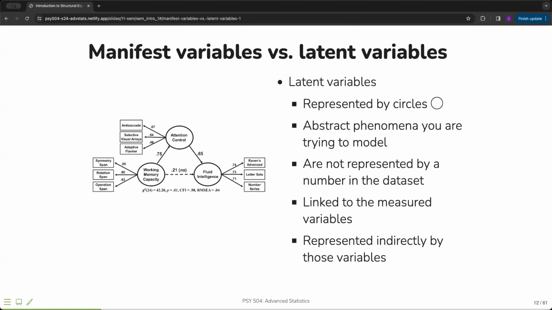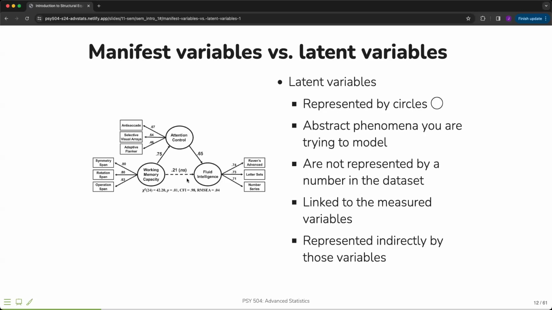Latent variables in structural equation modeling represent latent factors, and these are represented by circles in the model, as is depicted here, and also in Renata's example. These are things, and I hate to say it, that technically don't exist. They're abstract phenomena, they're constructs. Sometimes we'll call them factors, and we're trying to model these. If we go back to our data set example, when we open up our data set, there won't be a column for these latent factors or latent constructs. So no columns. Instead, we take our measured variables that are in the data set, and we use these as a proxy for our latent construct.